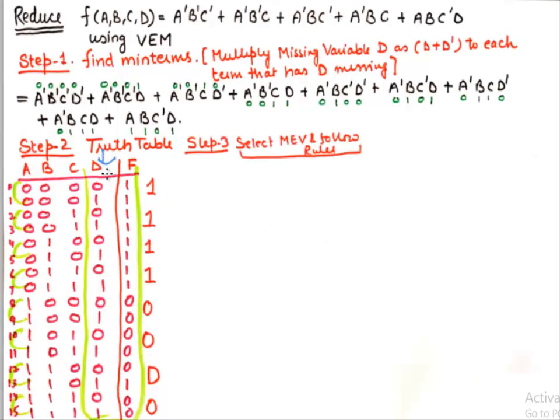We select D as our MEV, so let's map it. For changing D, the output is 1, so I map it to 1. For changing D, the output is 1, so I map it to 1. Again 1, again 1, then the output is kept constant at 0, so 0, 0, and this is D, where the output is 0 for D is equal to 0, the output is 1 for D is equal to 1, so it is 0 D, and again a 0 here.